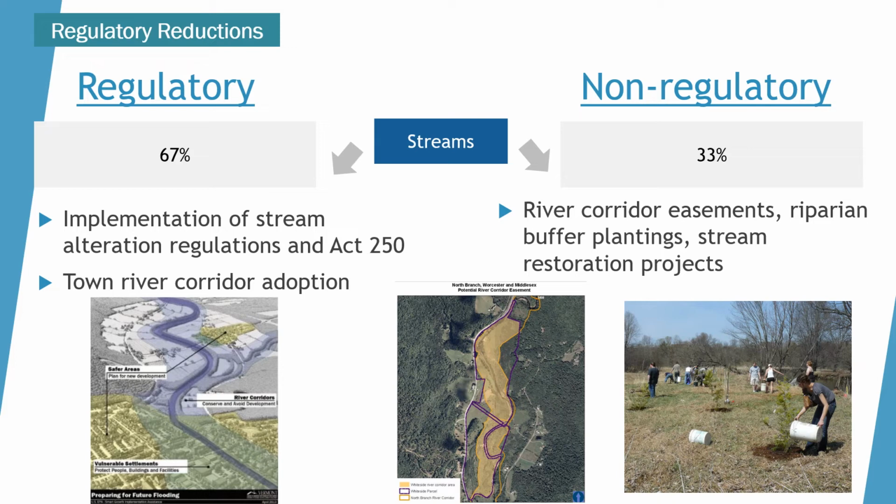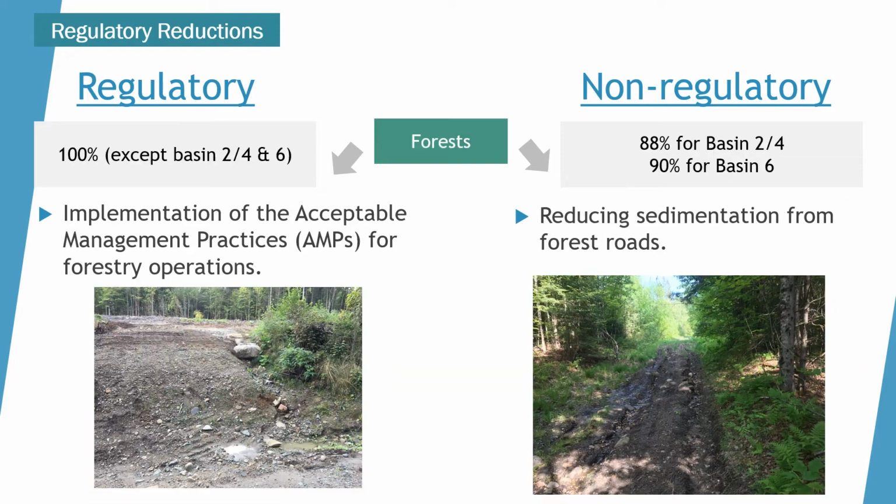This funding will support the implementation of practices such as river corridor easements, riparian buffer plantings, and stream restoration projects, which together with regulatory programs will help to restore the equilibrium condition of rivers, which is the least erosive condition. The regulatory reductions for streams will be revised as we learn more from the Functioning Floodplains Initiative that will allow us to better estimate load reduction potential of stream regulatory programs in the future.